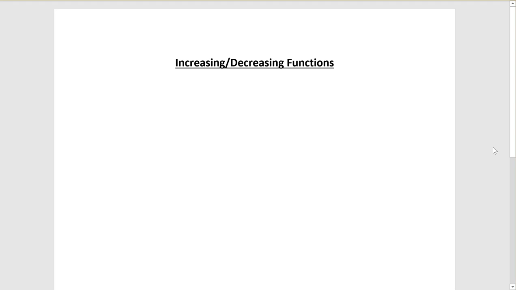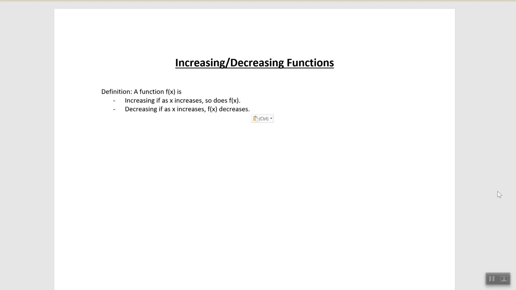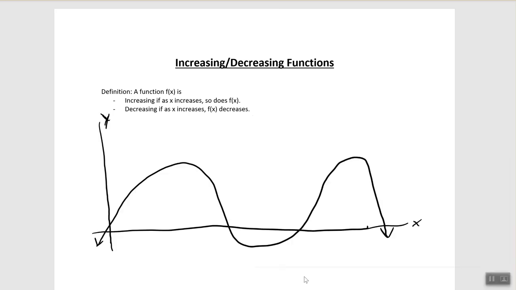So today we're going to be talking about what it means for functions to be increasing and decreasing. But to do that, we need to start off with our definition for a function increasing and decreasing. We're going to say a function f of x is increasing if as x increases, then so does the function. And we're going to say it's decreasing if as x increases, then the function decreases. So what this definition really means is the following picture.